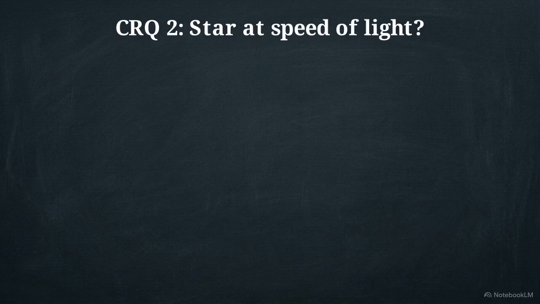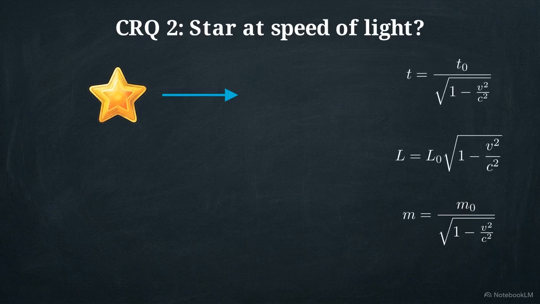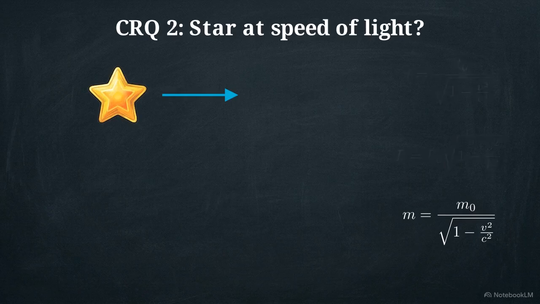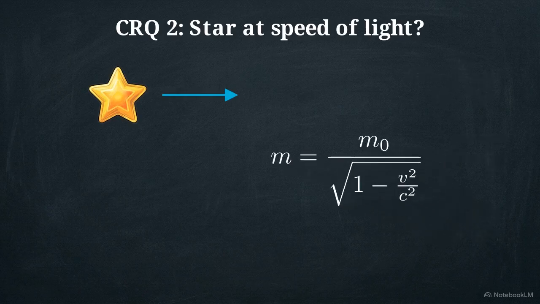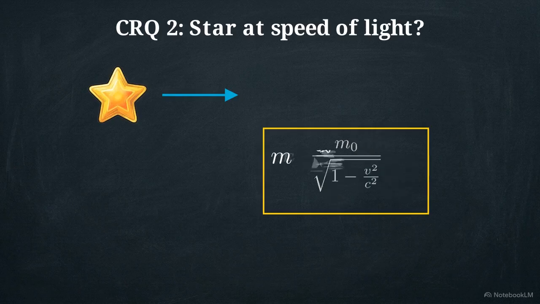CRQ 2 asks a theoretical question. Can a massive object, like a star, move away from us at the uniform speed of light? To find the answer, we look to the 3 core formulas pinned on the right. A common mistake here is providing only a descriptive answer. To receive full marks, you must use the math. Specifically, you must write down the mass variation equation highlighted here.